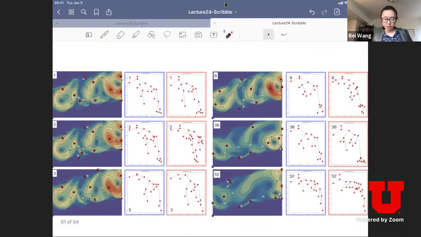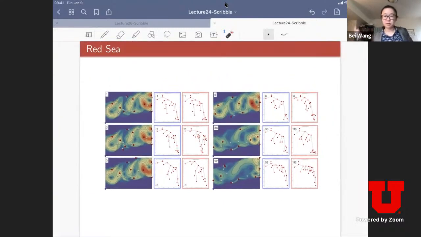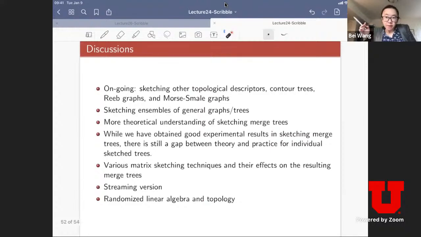pretty good sketch result. So I think this is, for me, very exciting, because essentially now we can use matrix sketching to approximate a large collection of complicated structures. We have some other ongoing work on how to apply this to other topological descriptors. You should be familiar by now. There's also contour tree, Reeb graph, Morse-Smale graphs. The same framework should be able to apply there.